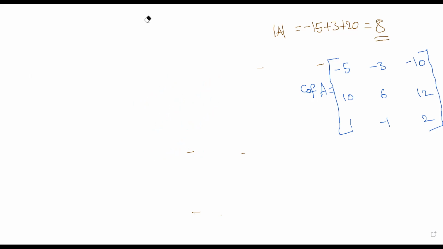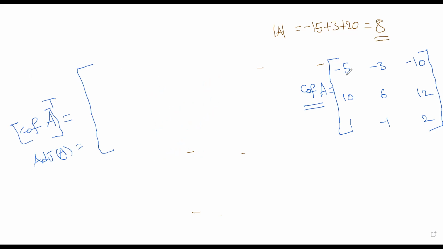And after this cofactor matrix of A, find the transpose of this cofactor matrix. That is, the cofactor matrix transpose. Okay. So for this, can you write the transpose? That is what is adjoint A.